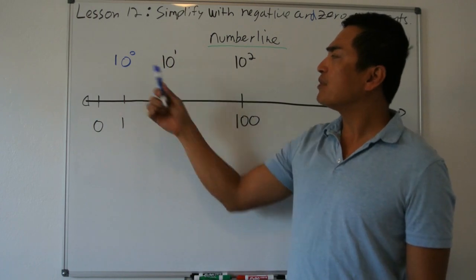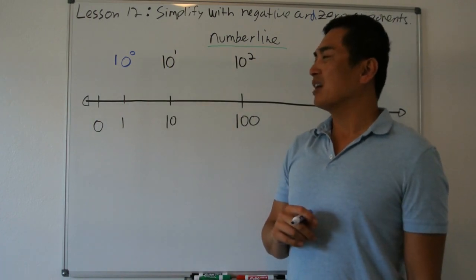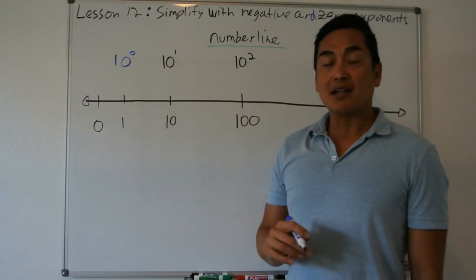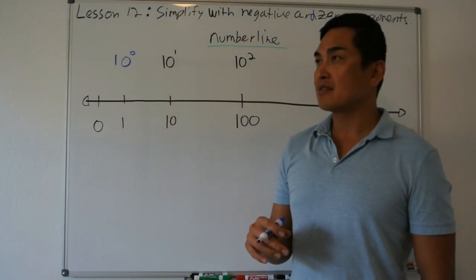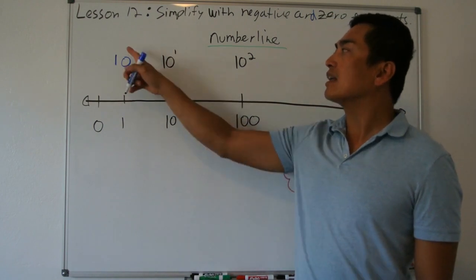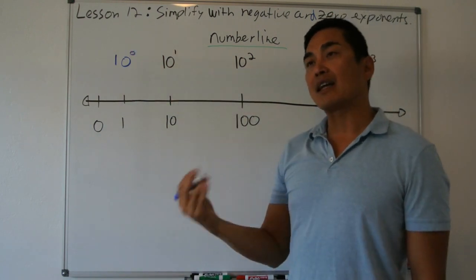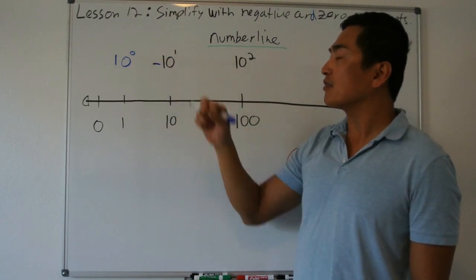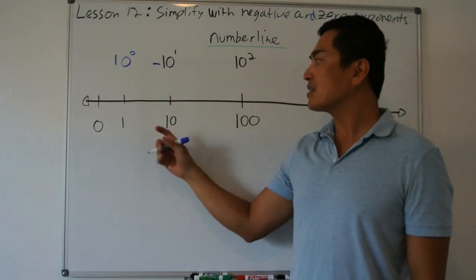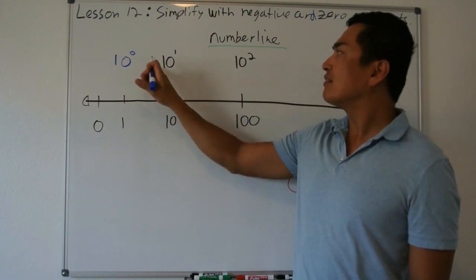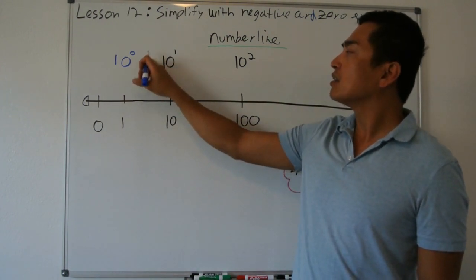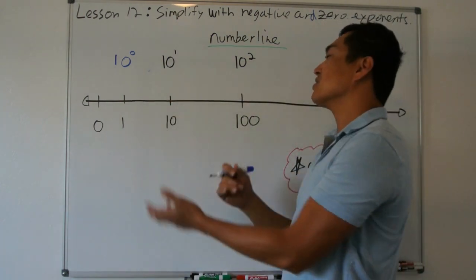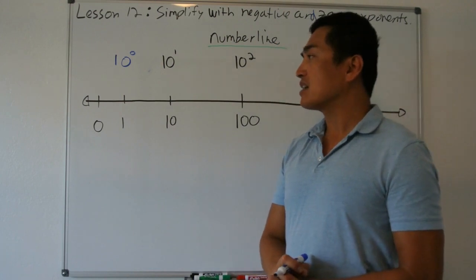Okay? So what happens if it's negative? A lot of students think that a negative exponent actually means a negative number. That's false. In fact, it's very false, because you don't need an exponent to be negative to make a negative number. If you want a negative number, you just put a negative sign in front of it. So a negative exponent doesn't mean negative because it doesn't need to. It's really unnecessary. So what does a negative exponent mean?